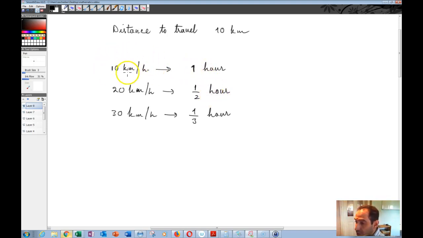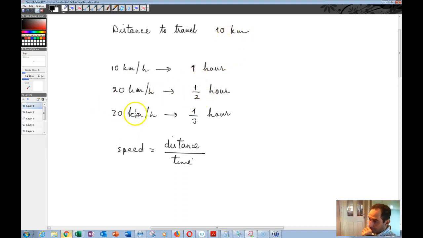And just to make sure that I haven't made any mistakes, I'm going to check this. So 10 kilometers per hour. You know that speed is the same thing as distance to time. So for example, if your speed is 10 kilometers per hour, it's 10 kilometers to 1 hour, and 20 would be 10 kilometers to 1/2, and 30 would be 10 kilometers to 1/3, which is equal to 30.